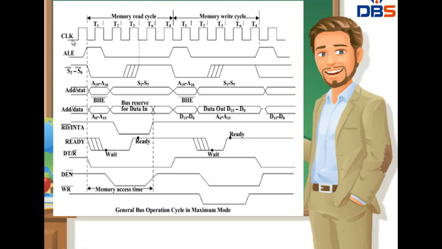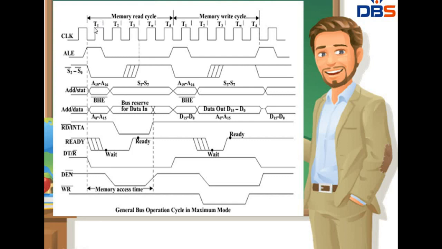See, as you know, here this is the clock pulse and this is the address latch enable. ALE is nothing but address latch enable. This address latch enable means that it will be high during the T1 clock cycle.